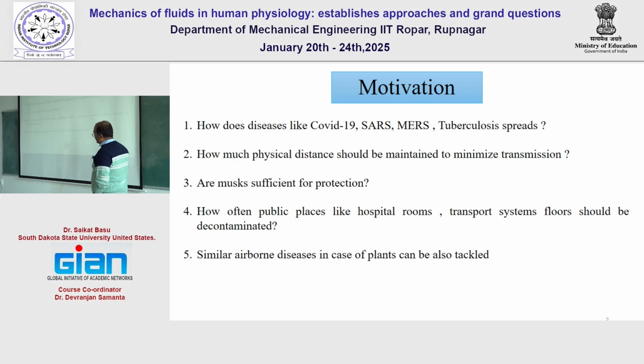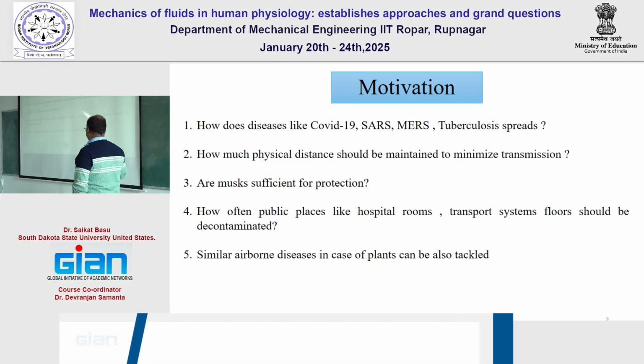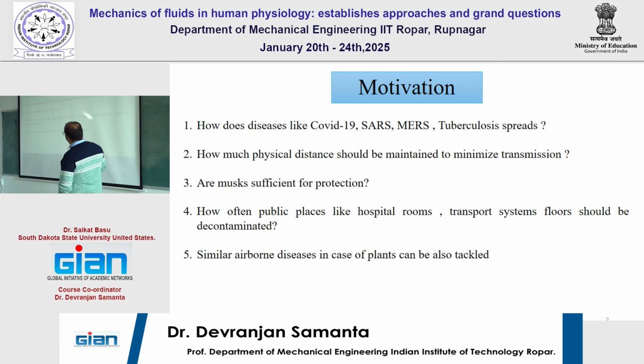Then, we all have known how 6 feet or 2 meters of physical distance maintenance, what is the basis, and that it is not sufficient for protection. Many times there are also discussions about crowded places, hospital rooms, transport system floors, and what is the effective way of their decontamination. Also, in the case of plants, the last few slides were about disease transmission through droplet interaction on leaves, and how that can also happen.